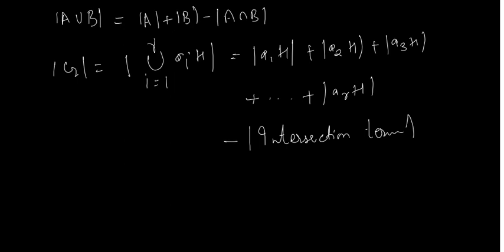As all the cosets are distinct, the intersection terms will be phi, and the number of elements, that is mod of those intersection terms, will be equal to 0. Because intersections are phi, and if we take the mod of phi, that is equal to 0. So mod of all the intersection terms will be equal to 0. This gives our next step: mod of G is nothing but the summation of the number of elements in each of the cosets.